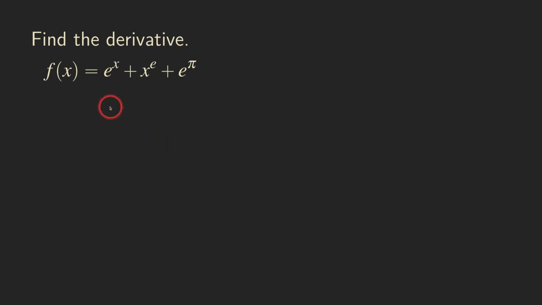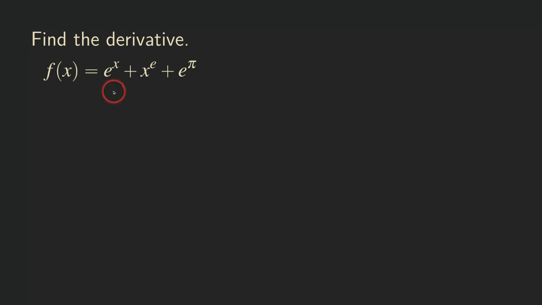Hello everyone, we have a really basic function here and we want to find the derivative of this function. This function will have three functions added together. This one is e to the x, and then we have x to the e, and then we have e to the pi. So they all look quite similar, but they're actually different functions.